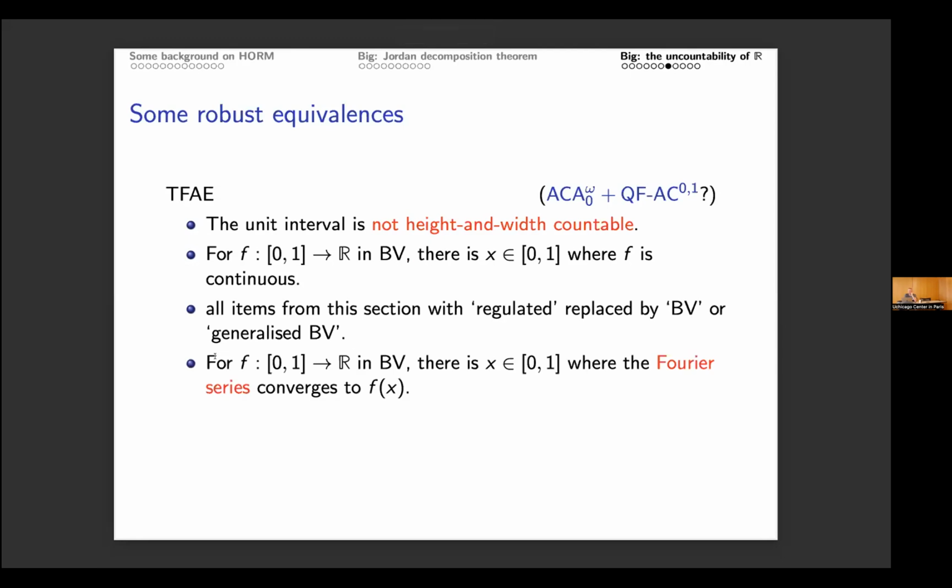But here is a proper equivalence. For a function that is of bounded variation, there is a point where the Fourier series converges to f of x. That's basic analysis. And that is exactly equivalent to the unit interval is not height and width countable. And this is actually false for regulated functions. For regulated functions, the Fourier series can do whatever.